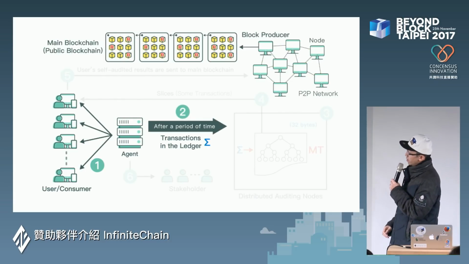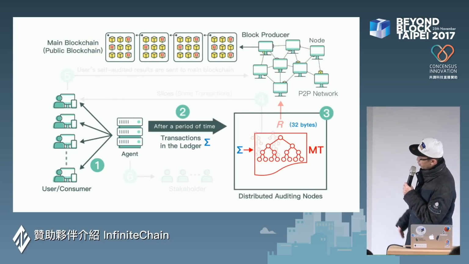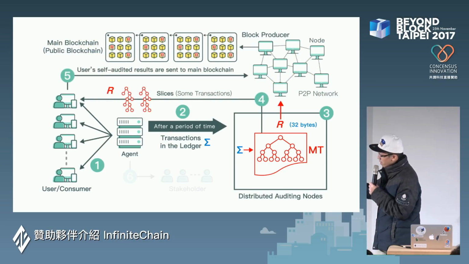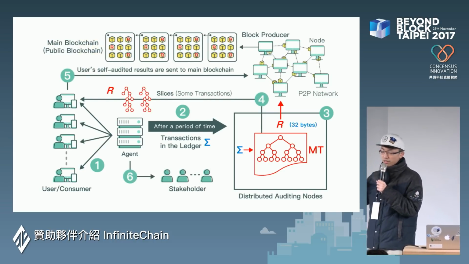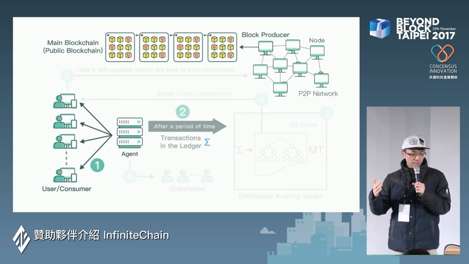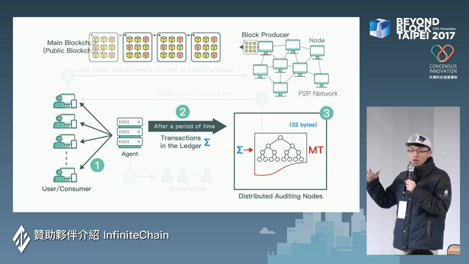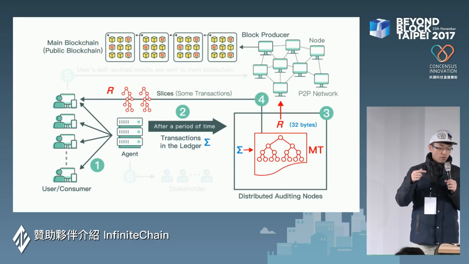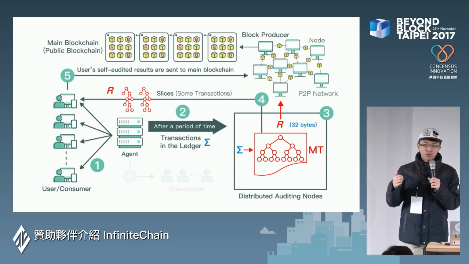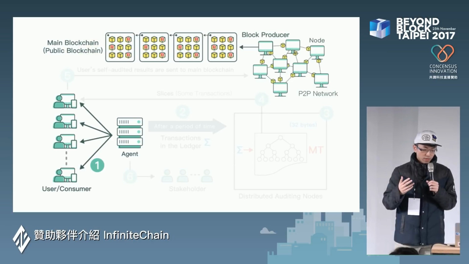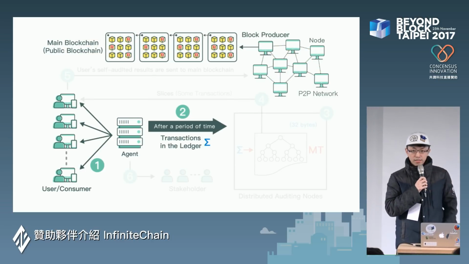So here's another illustration to explain how this auditing process works. You can see first, the user will send a transaction to the agent, right? And then after a while, when the settle time is up, the agent will collect all the transactions and send them to the auditing node. The auditing node will use the index Merkle tree algorithm, which I will introduce later, and generate a unique root hash. And then send it to the blockchain.